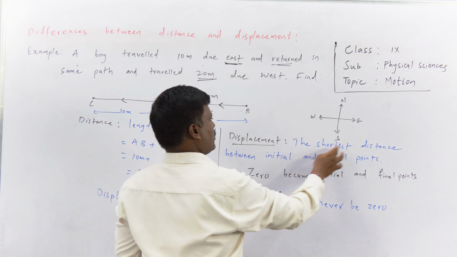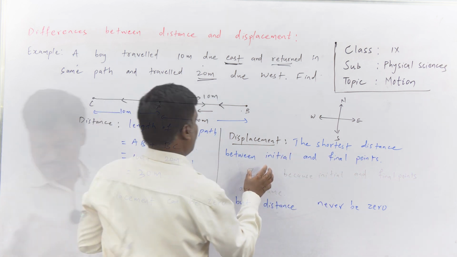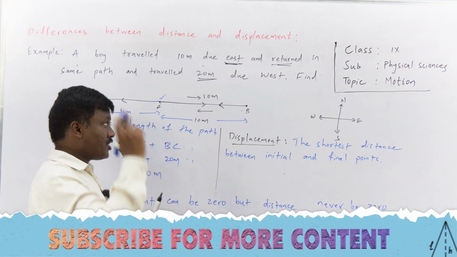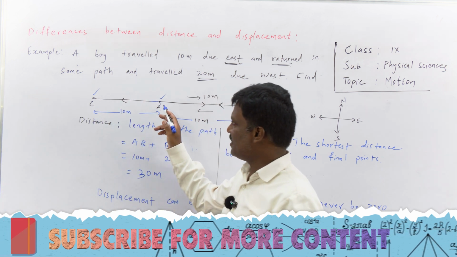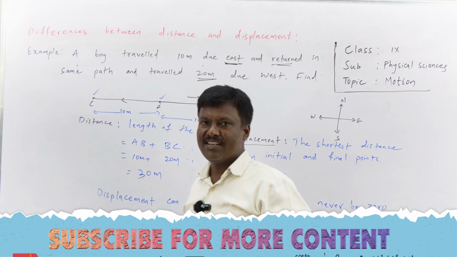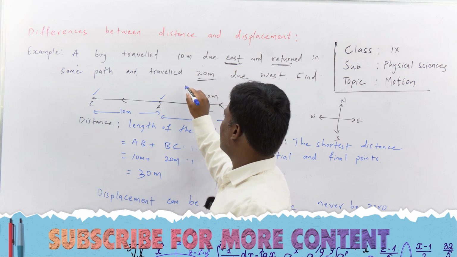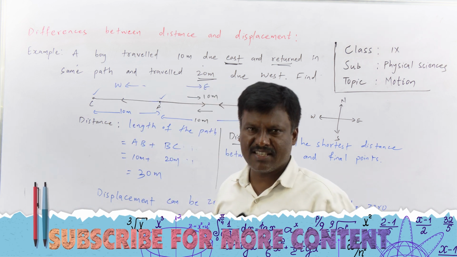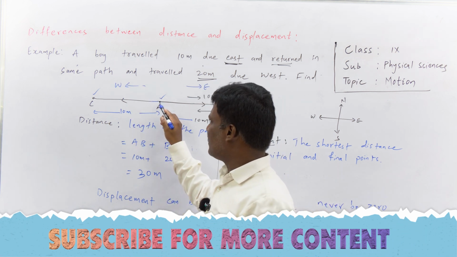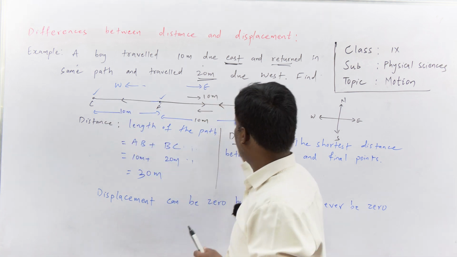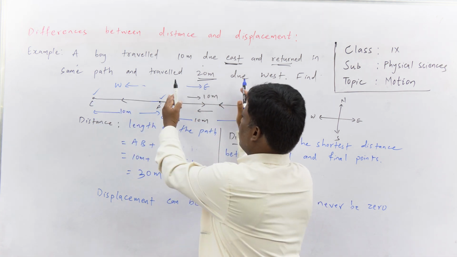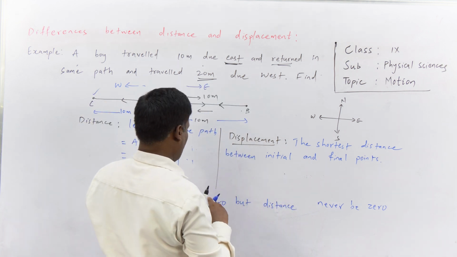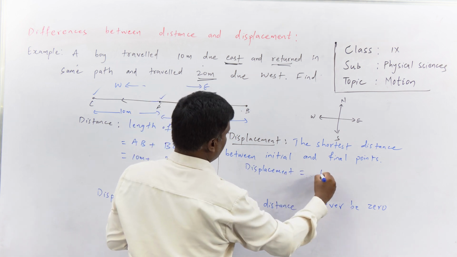What is displacement? The shortest distance between the initial and final point. Now what is the initial point where he started the journey? A. Where did he stop finally? He stopped finally at C. Actually initially he started his journey towards east. At the end the direction is reversed. Then calculate this distance. This is the initial point, this is the final point. B to C 20 meters, B to A 10 meters. Then what is the distance between A and C? 10 meters. So displacement is equal to 10 meters.